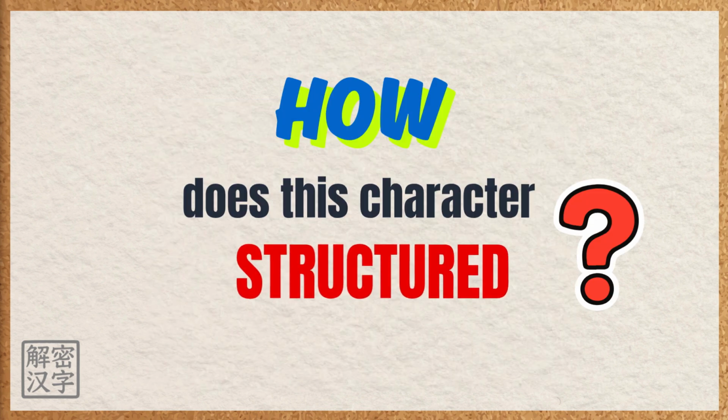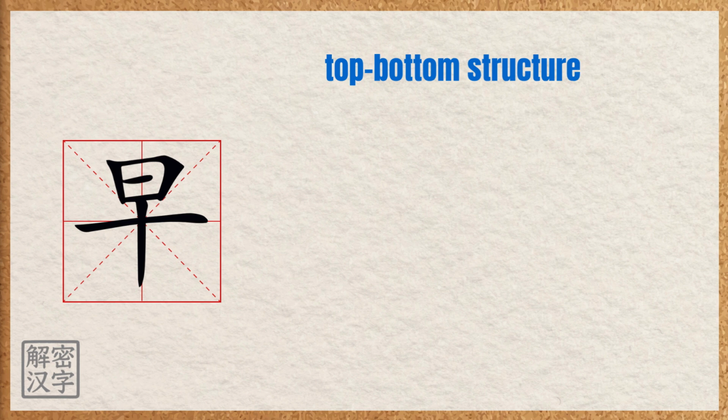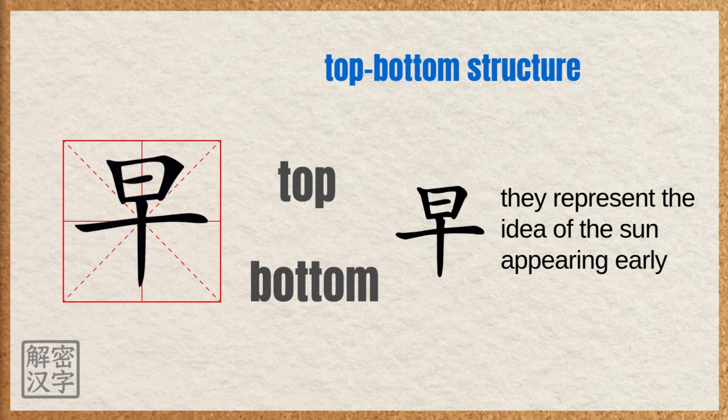How is this character structured? The character Zao is a top-bottom structure. It consists of two parts. The top part is sun, and the bottom part is shi. Together, they represent the idea of the sun appearing early.